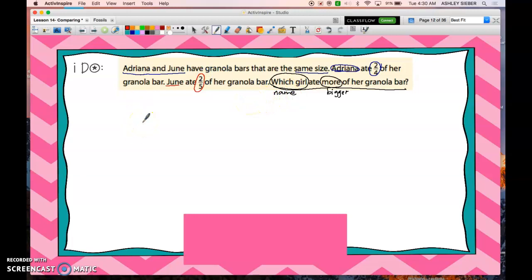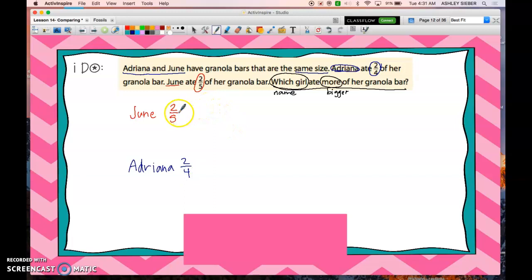So I'm going to create common denominators. That means I'm going to change these fractions so that they are equivalent and have the same denominator, because it's easy to compare fractions with the same denominator. So June ate 2/5 and Adriana ate 2/4.